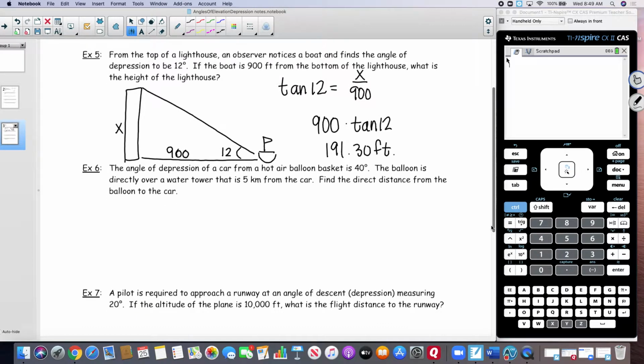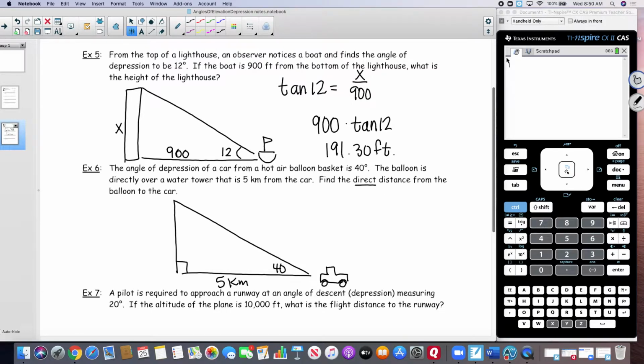Okay, let's go down to the next one. The angle of depression of a car from a hot air balloon basket is 40 degrees. So we have this triangle and we have this car here. I'm not very good at cars. I didn't go to art class in college, I guess. So this is going to be 40 degrees. The balloon is directly over a water tower that is 5 kilometers from the car. So this distance is 5 kilometers. Find the direct distance from the balloon to the car.